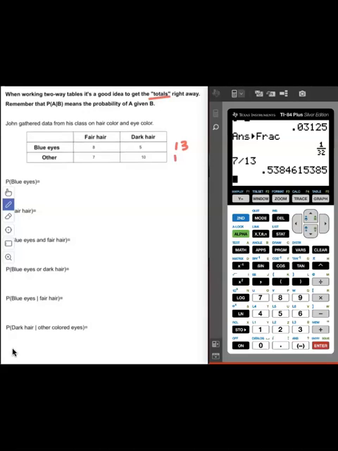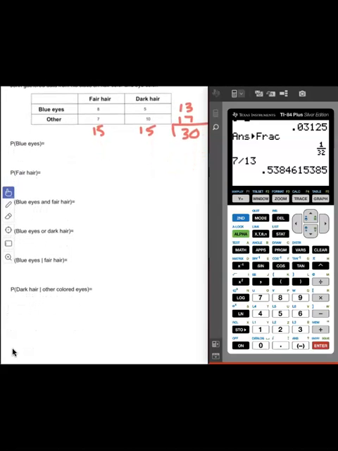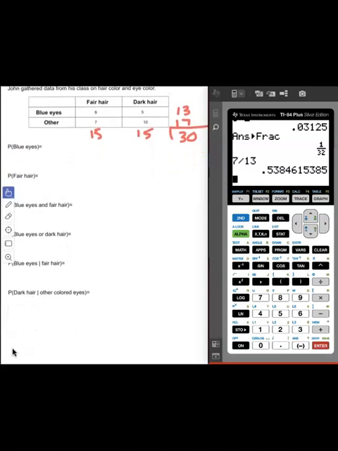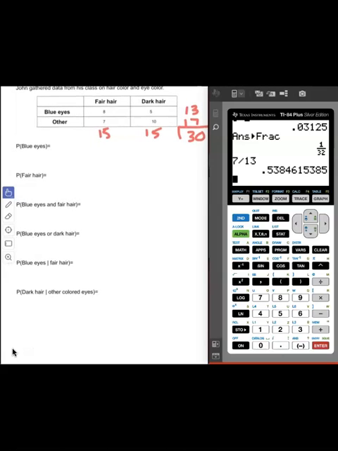Everybody that had a different color eye, which is 17. Everybody that had fair hair, which is 8 plus 7. Everybody that had dark hair, which is 5 plus 10. We also want to get the grand total. So if you notice, 13 plus 17 is 30, that's the same as 15 plus 15. So you should get the same number adding down as you do across, right? So we're going to use this table to answer some questions, okay? And there we go, perfect.